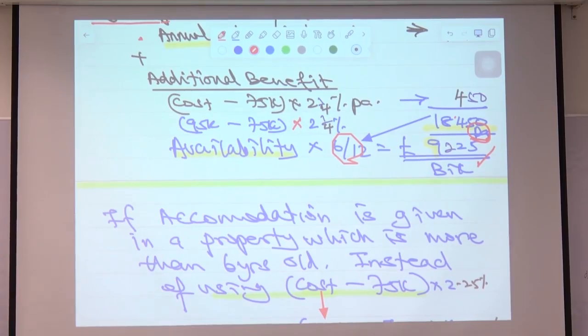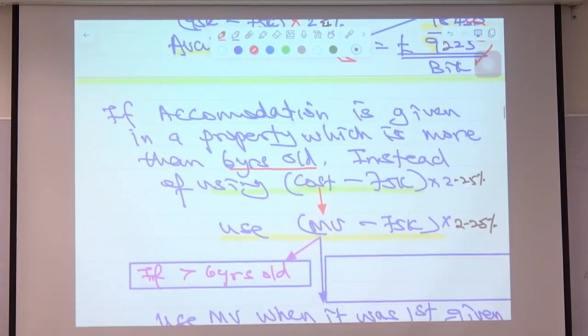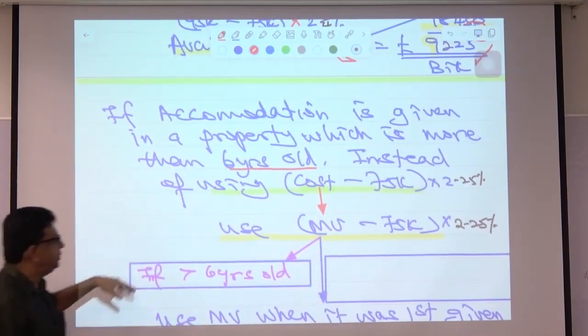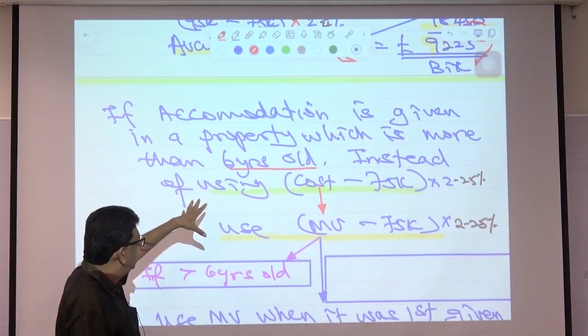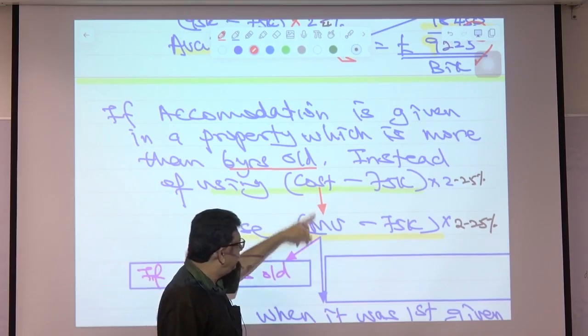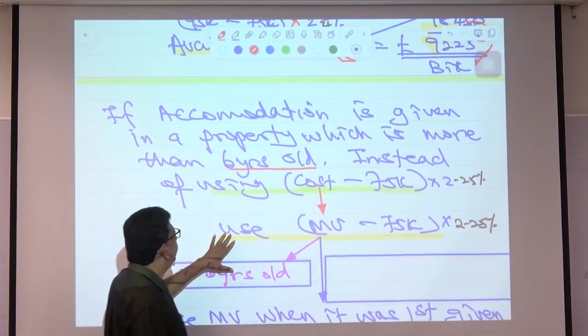If accommodation is given in a property which is more than 6 years old, instead of using cost, I will use market value. Can you see here? If the accommodation was given to you in a property which is more than 6 years old, instead of using cost, I use market value. Market value minus 75. So don't use cost.